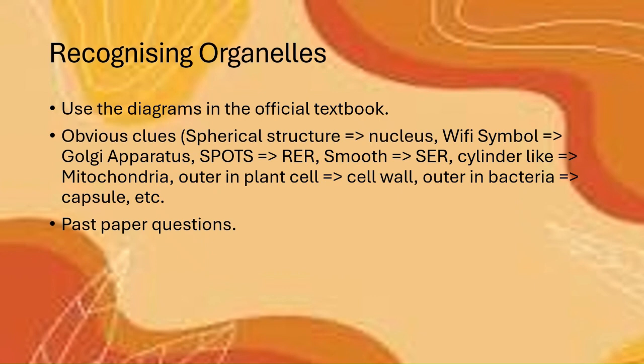And finally, another very important way to revise this topic is through past paper questions, because the official textbook may have pictures in color or very clear pictures, but in past paper questions the images aren't going to be that clear, and that's what you're going to see in the actual exam. So to get used to that, you need to do a lot of past paper questions.